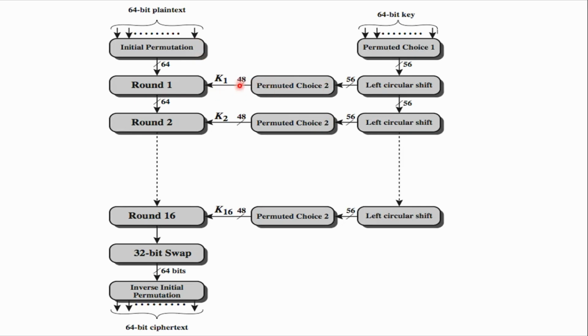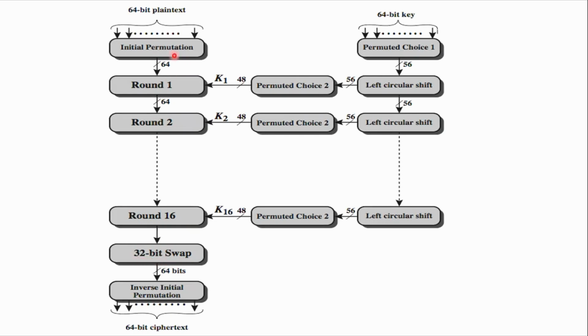The exact number of bits getting transferred and all these things are mentioned. And these are the basic steps which are involved in DES. So I'll just quickly go through this diagram. So initial permutation, changing the positions of bits, 64 bits. That is the first step. Then you'll have 16 rounds. And after 16 rounds, you have a 32-bit swap.